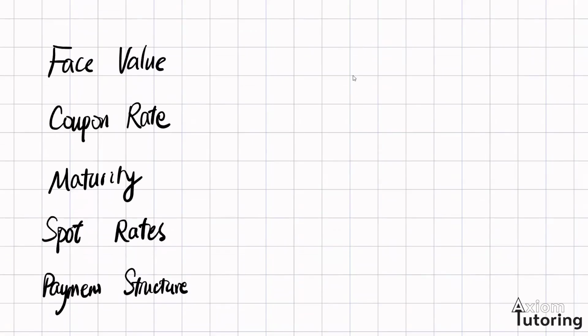You will need a face value, which is your principal payment. It could be 100 or 1,000 or any other number that's most convenient. If it's not given in any questions, you can just assume one which you feel most convenient about.